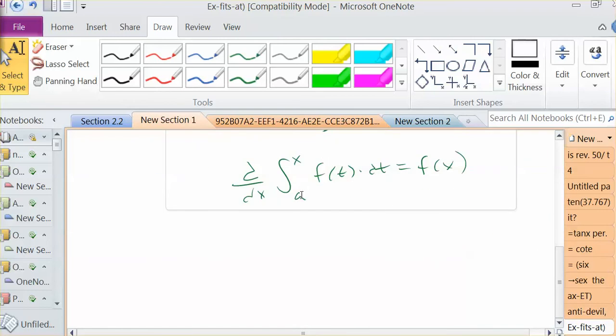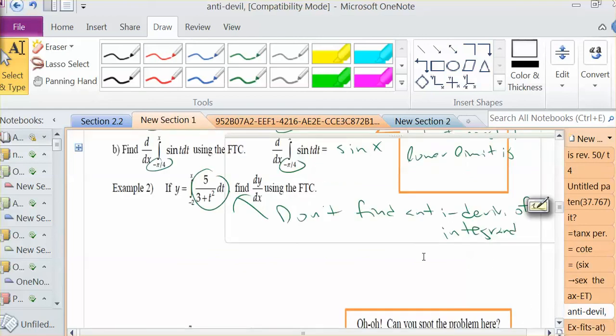As long as your lower limit's a constant and your upper limit's x, then guess what? That's interesting. It says anti-double. Look, that's weird. Anyway, I'll stop there. But yeah, kind of funny how it says anti-double.